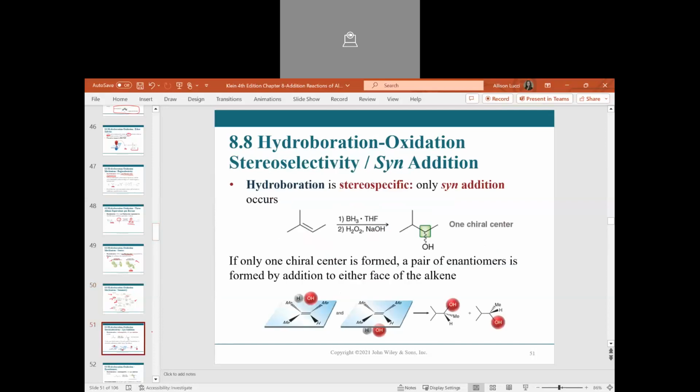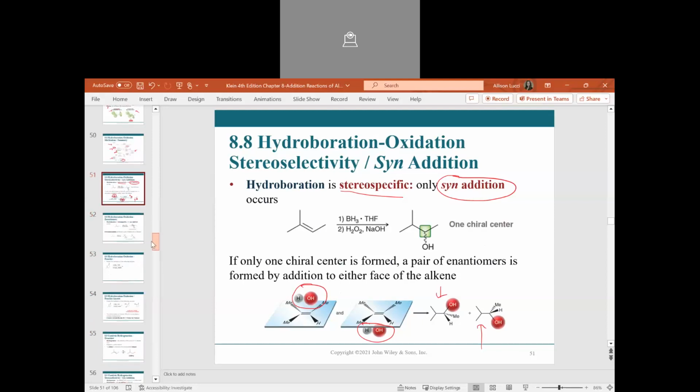Not only do we talk about the regioselectivity, we can also comment on the stereospecificity and the syn addition that results with hydroboration oxidation. Again, this only adds in a syn fashion. What that means is that both of our additions, the H and the OH, will be on the same face, the same plane, whether it's above or below our double bond. We can see the two products that result here. So, syn addition for our hydroboration oxidation.